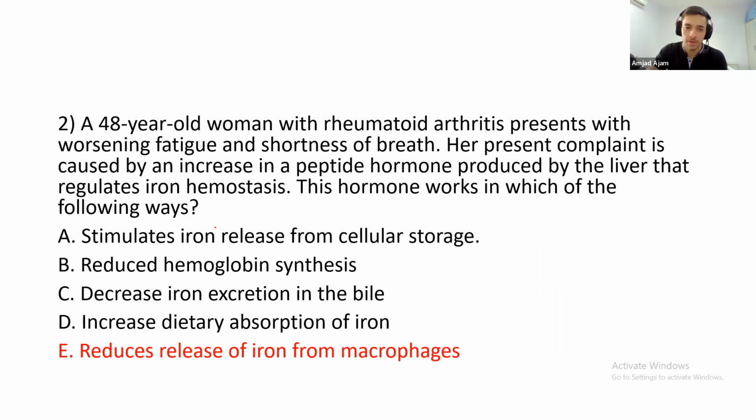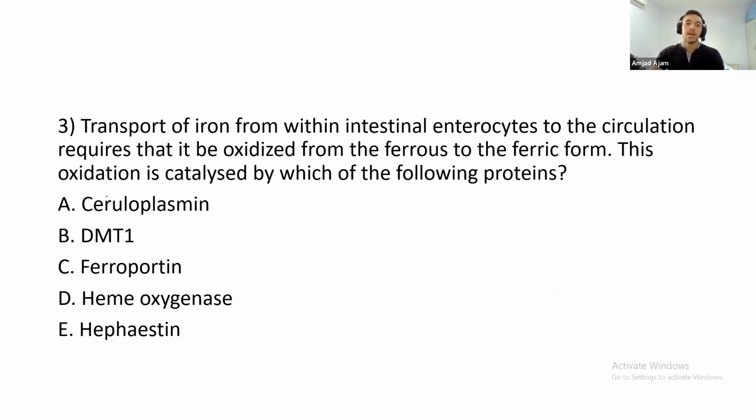Now in the past questions for the 14th batch, our batch, they had a mistake in which they gave the answer for this as D. It's wrong, okay? It's E. Because in the file it's written as D, however it's wrong. It should be E. Now transport of iron from within intestinal enterocytes to the circulation requires that it be oxidized from the ferrous to the ferric. This oxidation is catalyzed by which of the following proteins? Exactly, E.